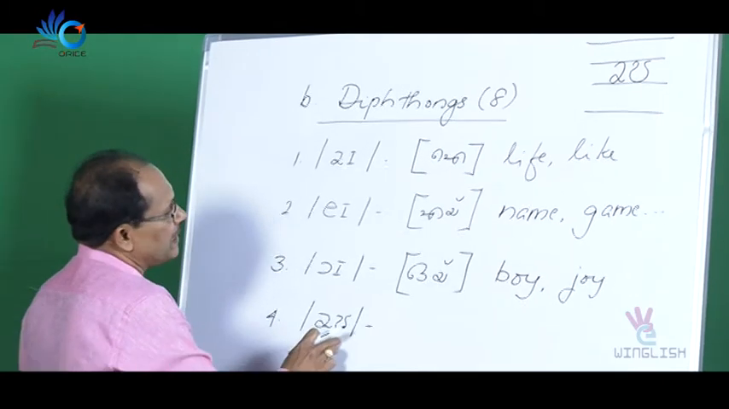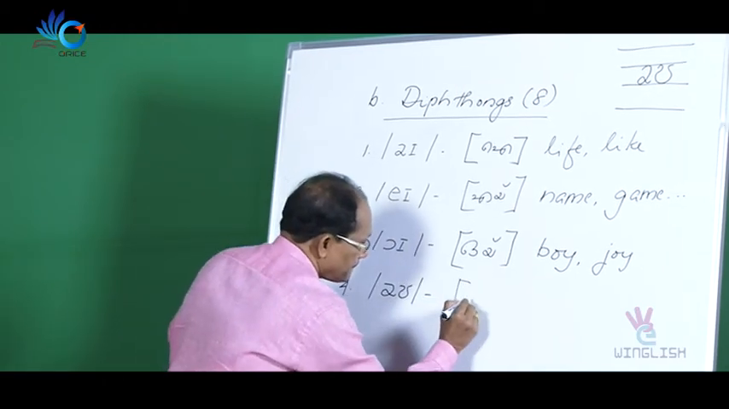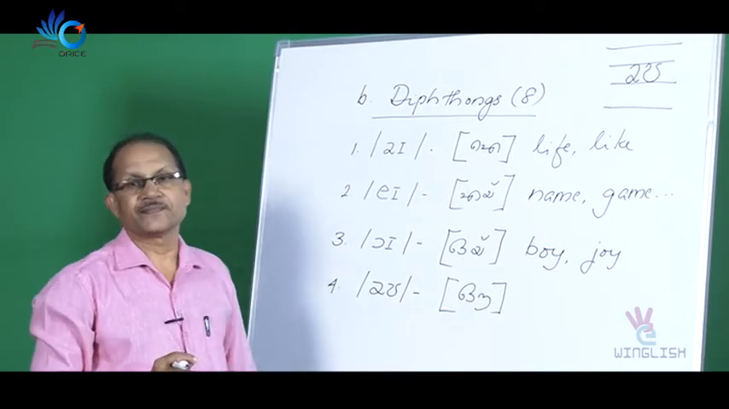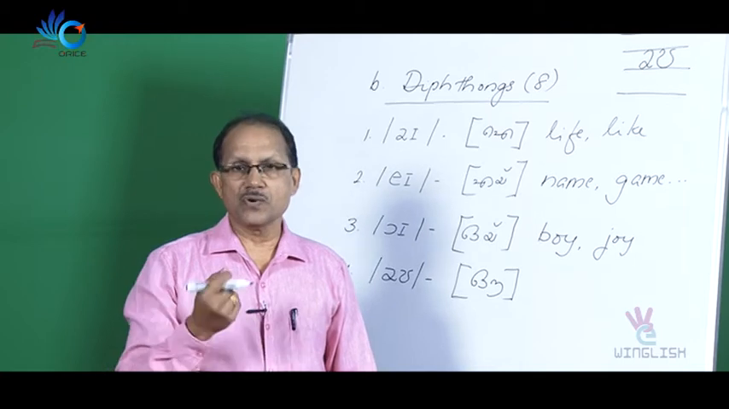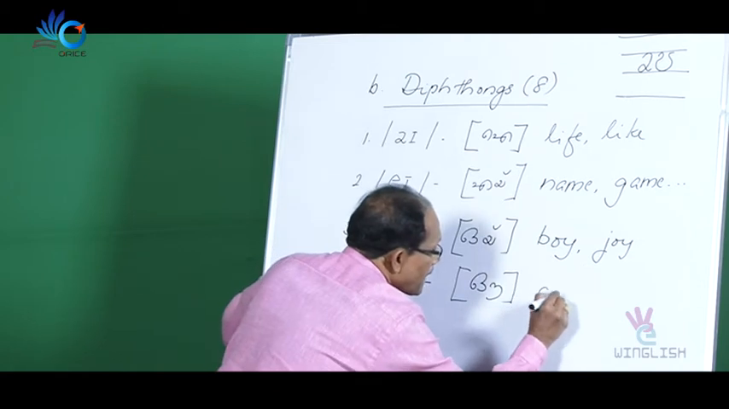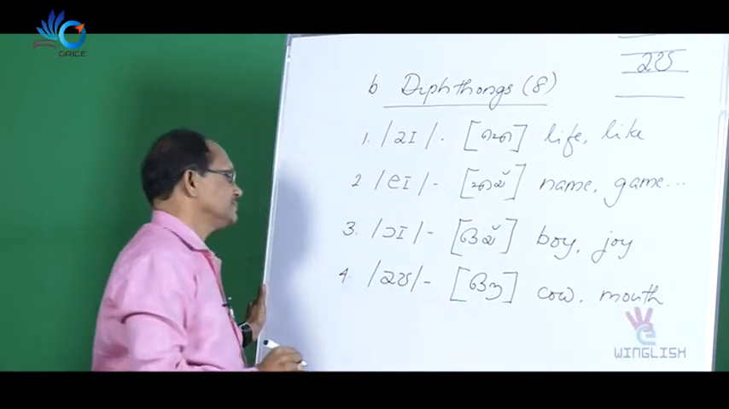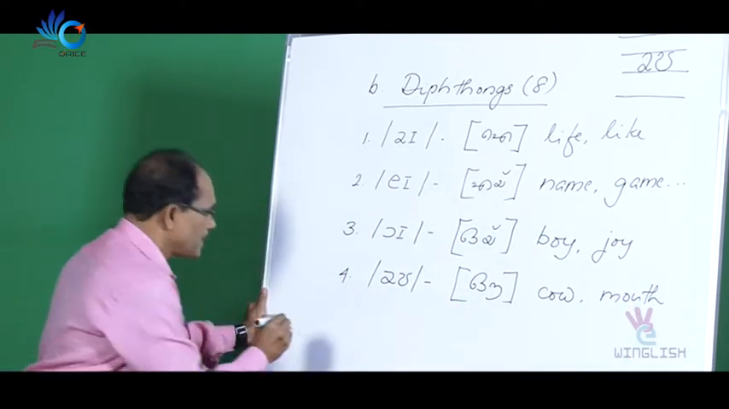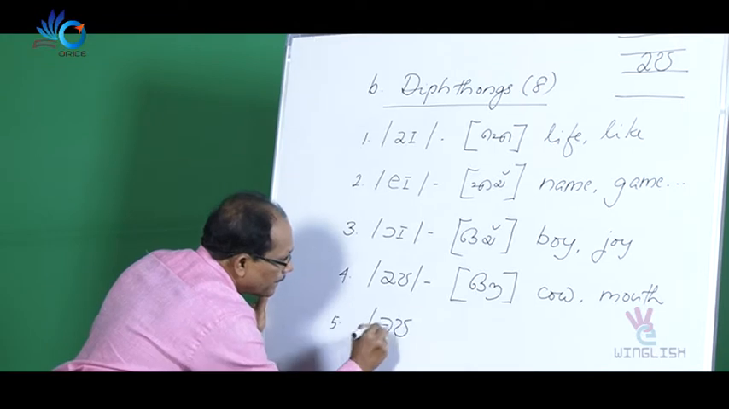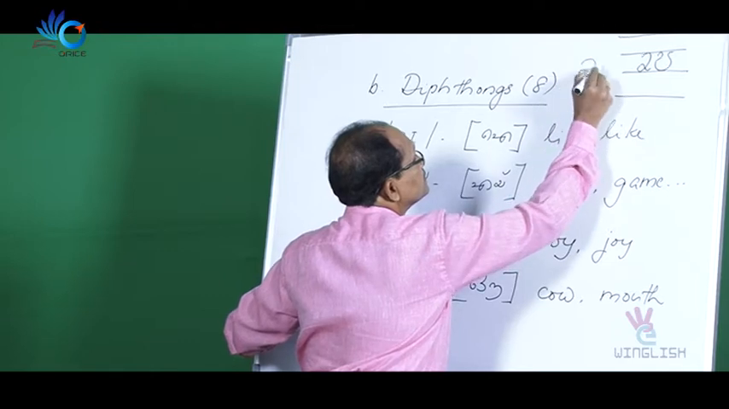So, this is the symbol, and what is the sound? It is ow. Examples: cow, mouth, house. That is a diphthong. This is the diphthong.